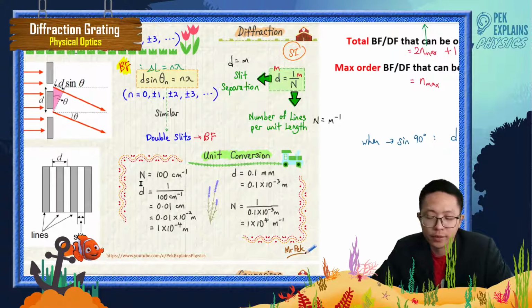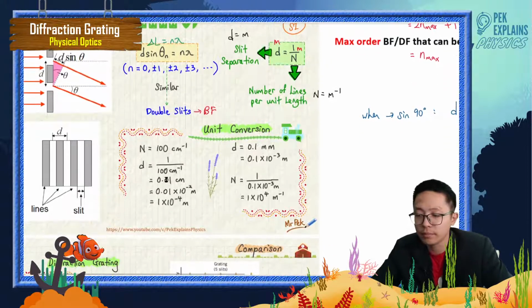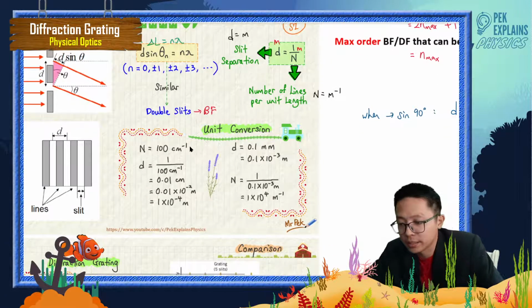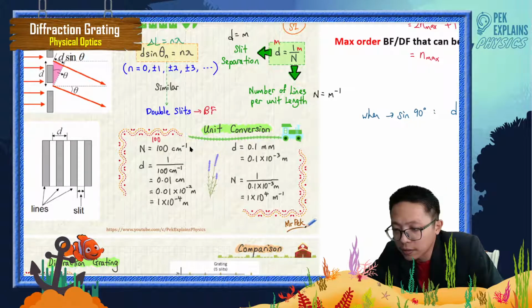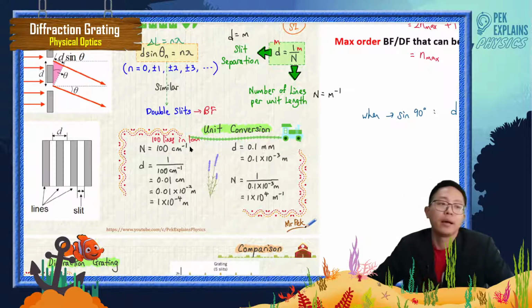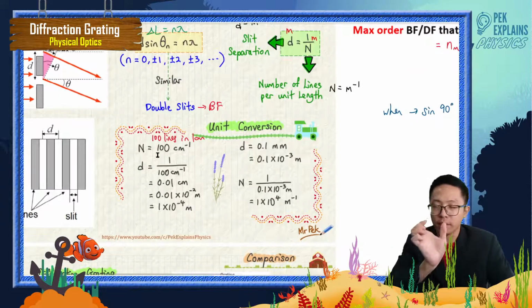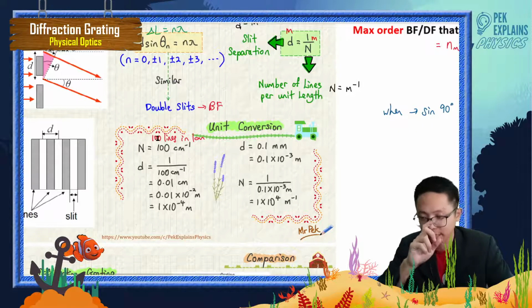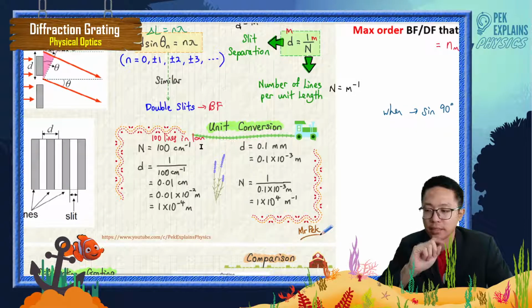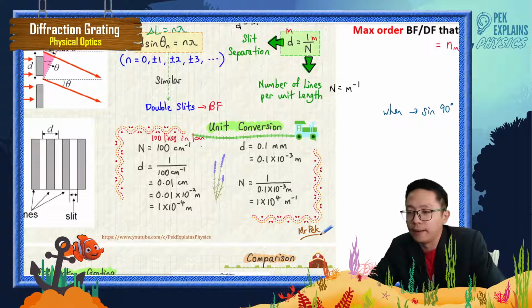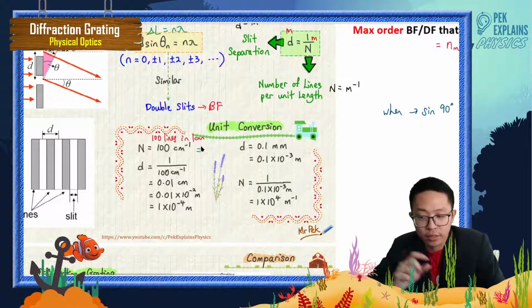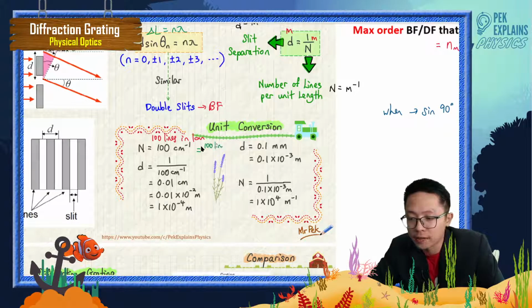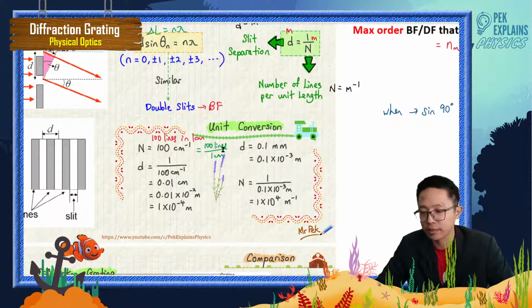But now, what if the unit is per cm? What is meant by 100 per cm? That means it has 100 lines in 1 cm. In 1 cm length, it has 100 lines. Or we can say the diffraction grating has 100 lines in 1 cm. This is what it means.